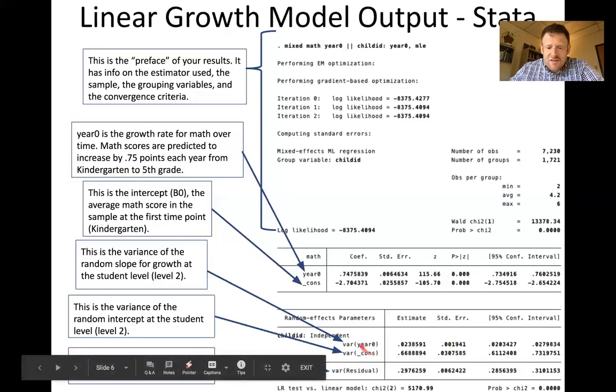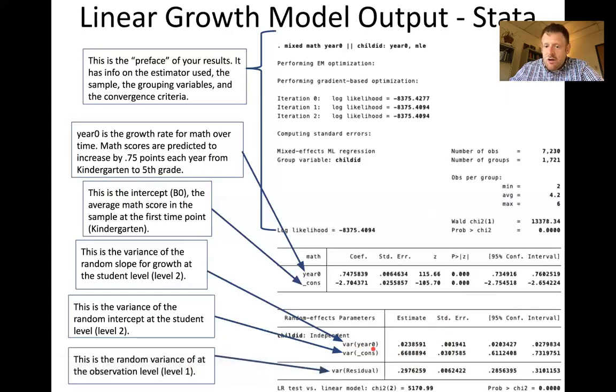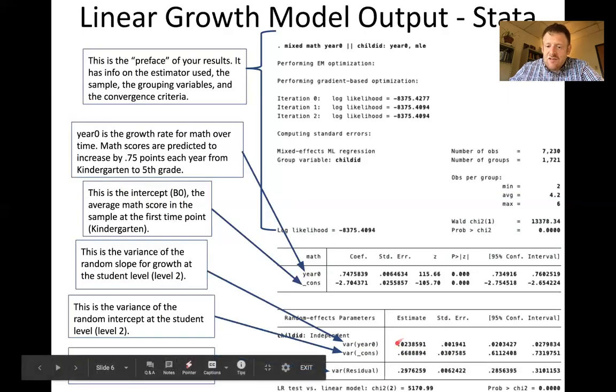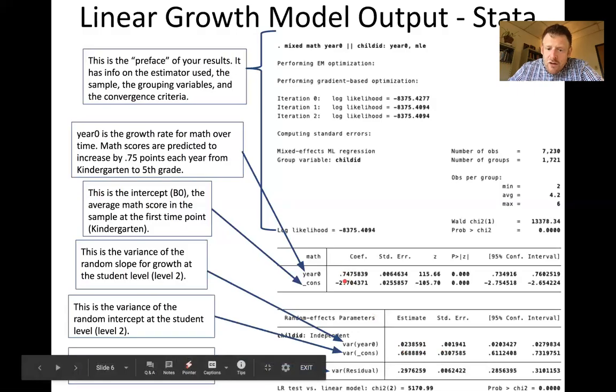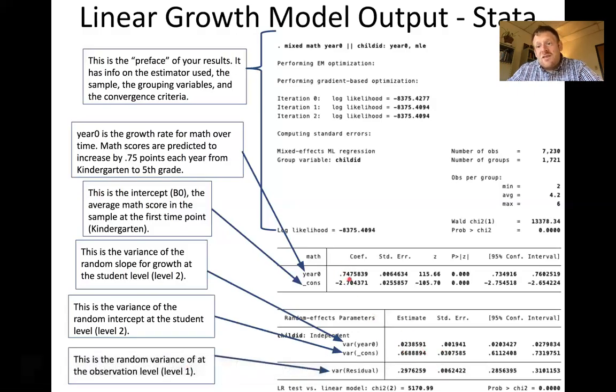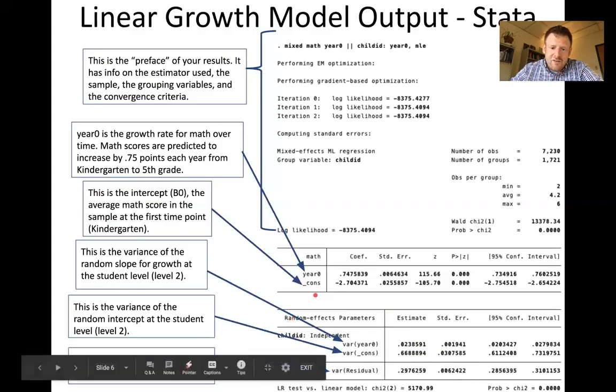We also get estimates of the variation in our slope for year 0, which is our growth parameter. So this is the extent to which that slope varies according to person. So that's pretty small, 0.02, a variance of 0.02 on a coefficient of about 0.75. So not a ton of variability in growth, although it does appear that students do grow at different rates.